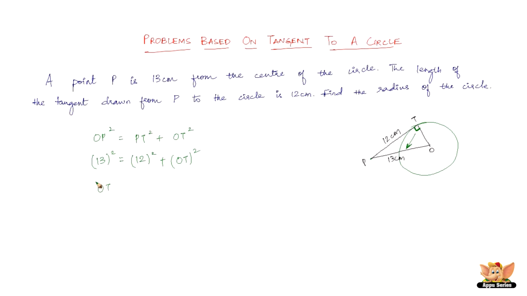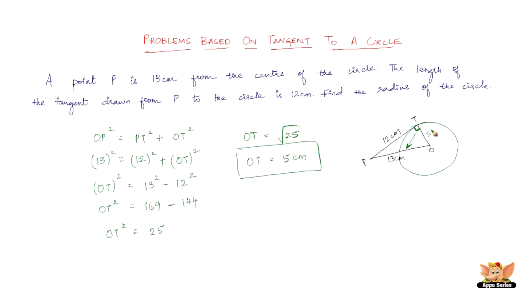So OT square equals 13 square minus 12 square. 13 square is 169, minus 12 square is 144. So OT square equals 169 minus 144, which is 25. So if OT square equals 25, OT equals square root of 25. The square root of 25 is 5. So therefore the length of OT is 5 centimeters. This ends this problem.